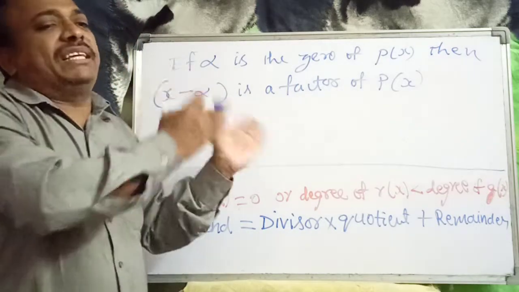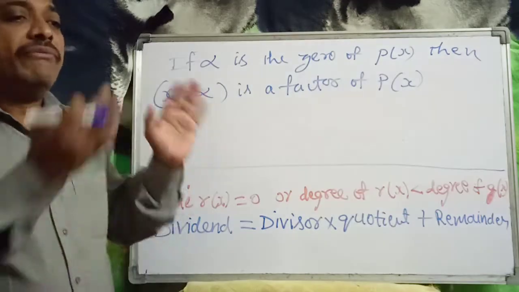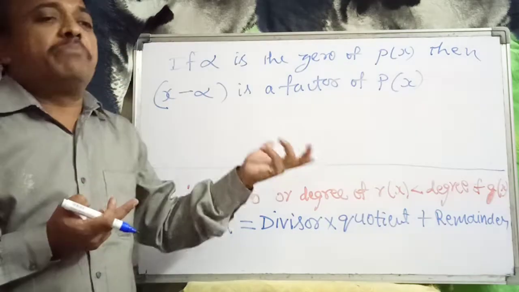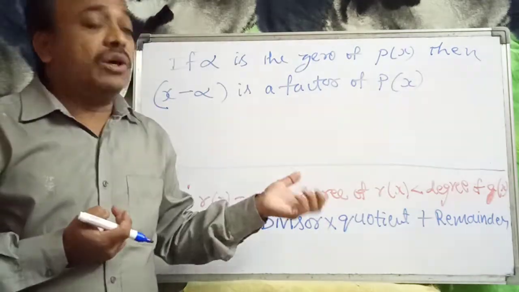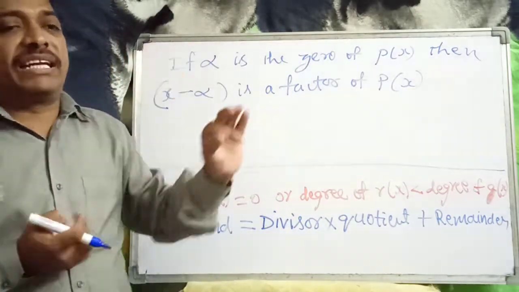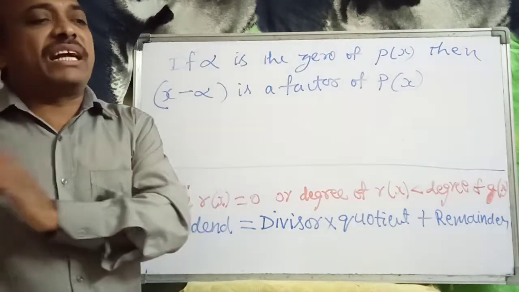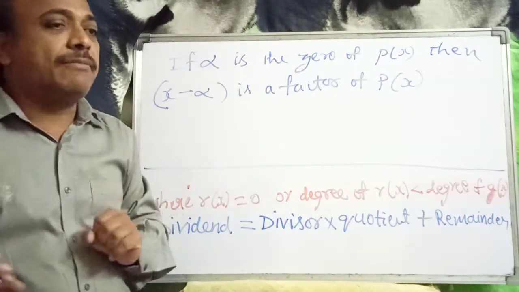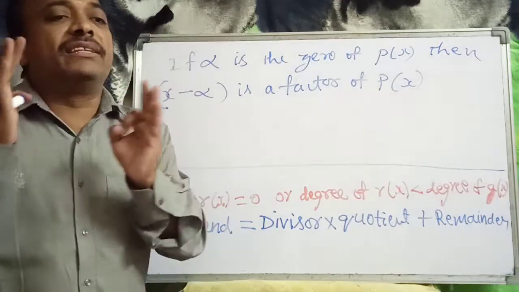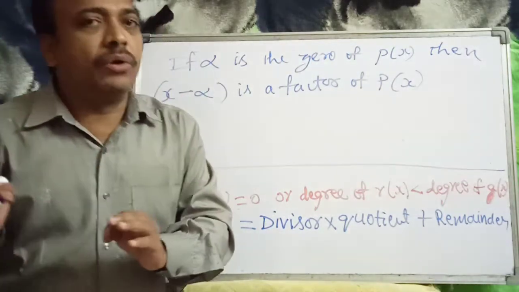Suppose we have to verify whether it is a factor or not. That means you have to obtain the remainder as 0. Verify means the remainder may or may not be 0. If they say x minus 2 or x minus 3 or x square minus 2 is a factor of some polynomial, that means you have to obtain the remainder exactly equal to 0.